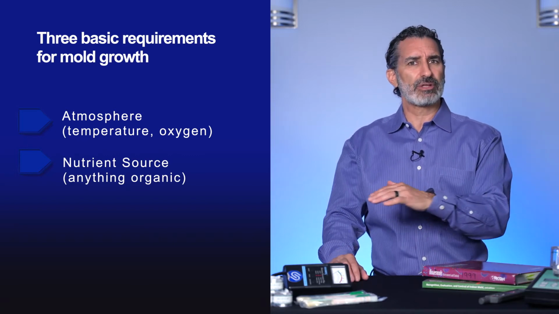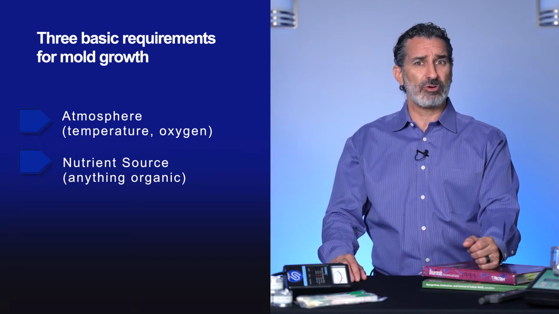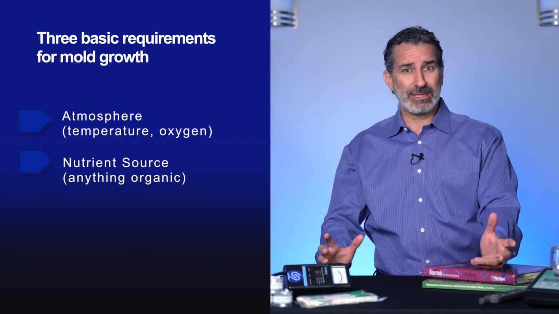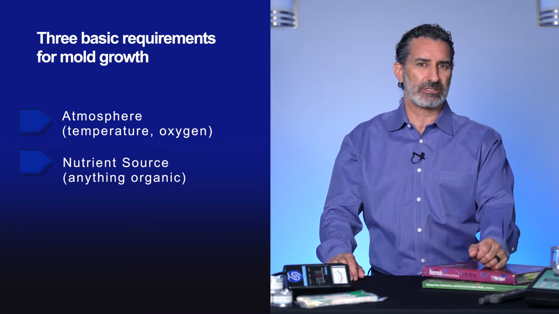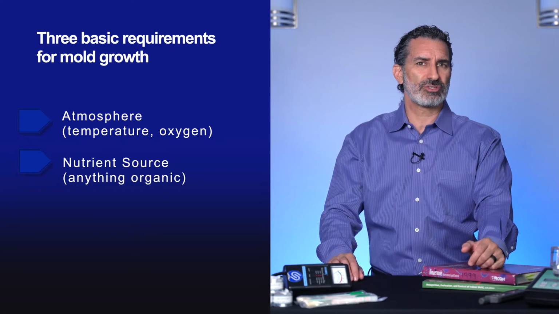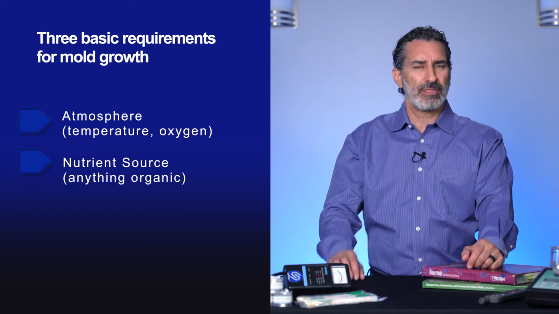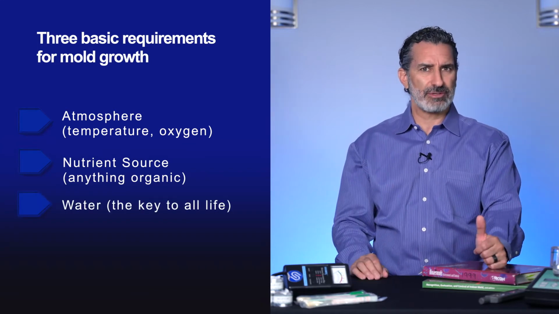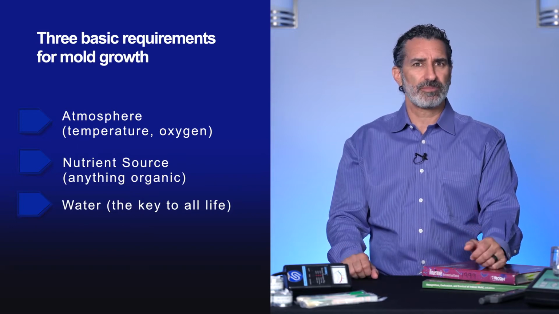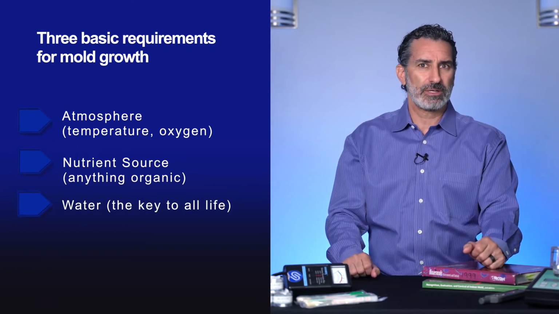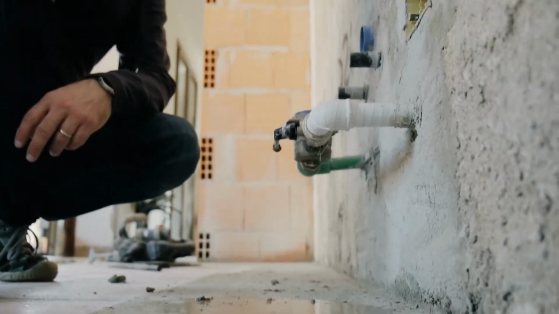Even if you got rid of all the organic building materials, for example in your shower, you still will get mold growing on tile, glass, plastic. Mold can't eat those things. Mold is eating the biofilm, the dust that has settled on those things. So nutrient source control is really not the requirement that you want to focus on. The third requirement for mold growth, besides atmosphere and nutrient source, is water. Mold needs water to grow. All living things need water to grow. Water control is the key to mold control in your structures.